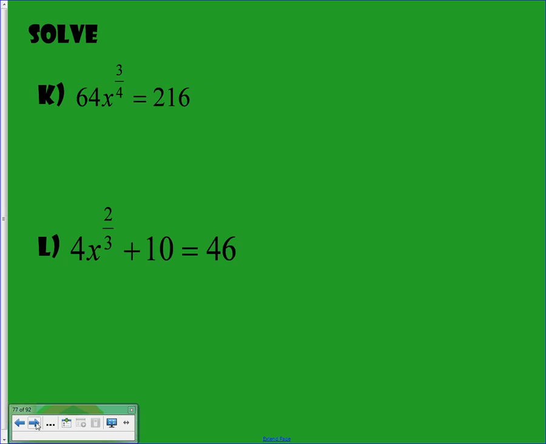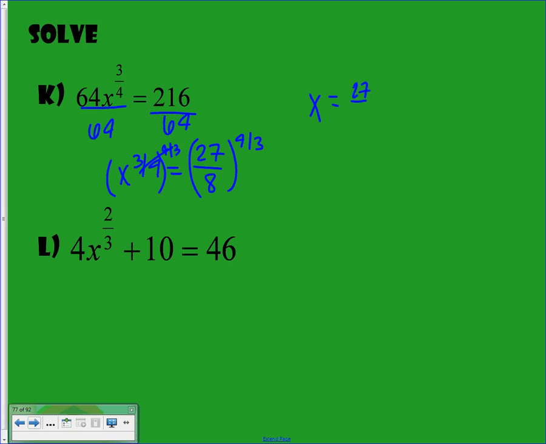Example K, hopefully you're realizing I have to divide by 64 first. So I've got x to the 3/4 equals, and that doesn't reduce nicely. That gives me the fraction 27/8. And then to get rid of the 3/4, I have to raise it to the 4/3. So that cancels on the left side. And on the right, I've got a fraction to a fraction. So I've got 27/8 all to the 1/3, and then that whole thing to the 4th.